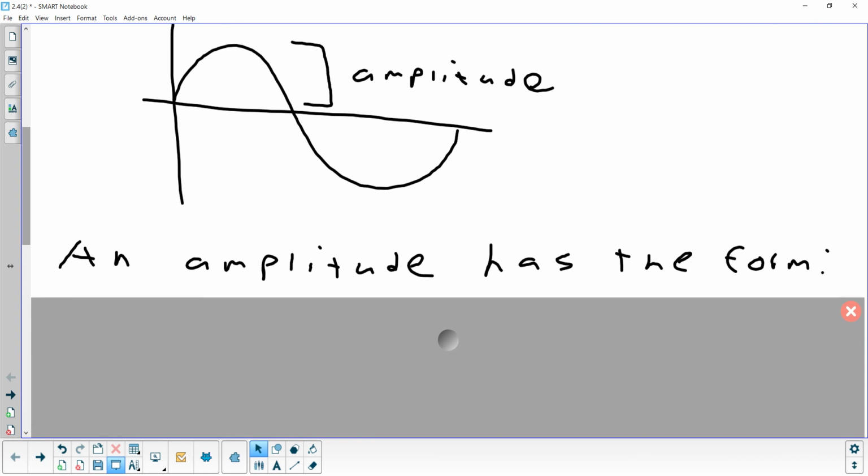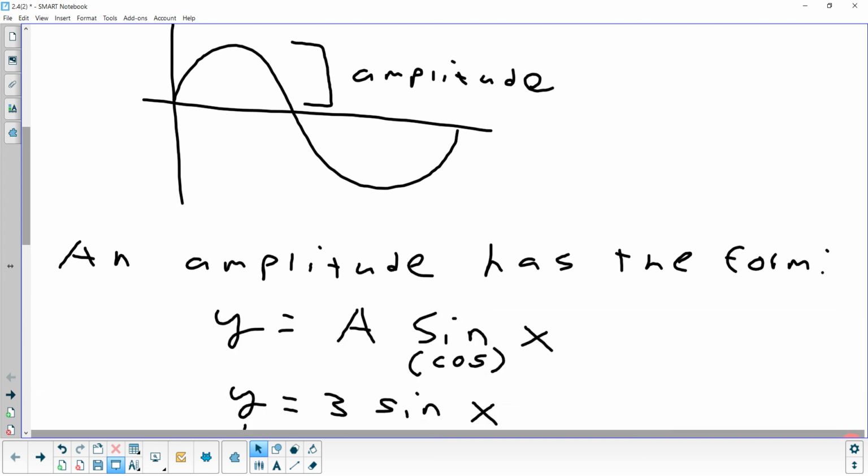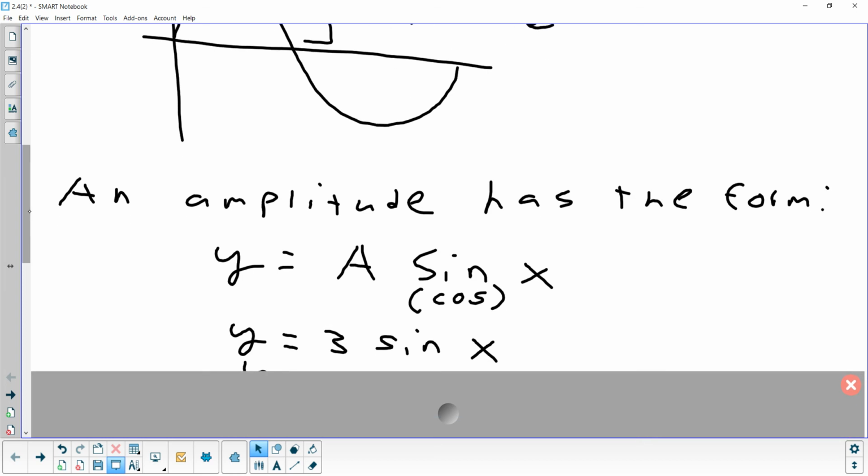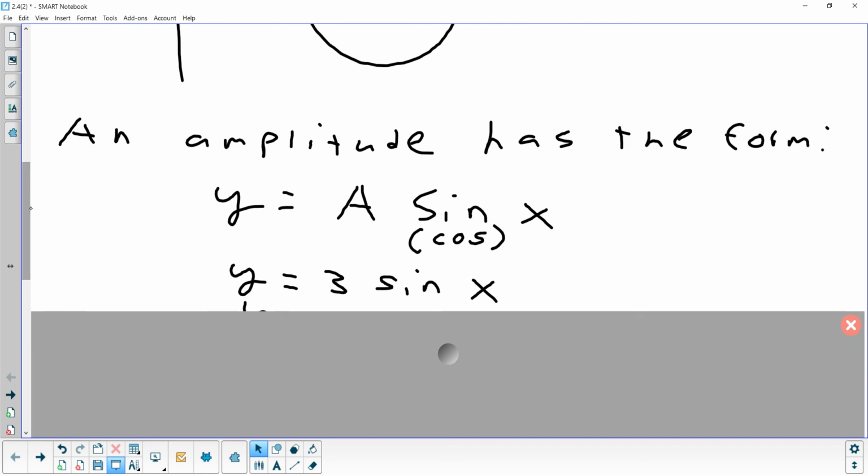So yesterday we learned that when you add or subtract inside the parentheses with the x, that's a phase shift. Well, amplitude change is a little bit different. Amplitude change, first of all, uses multiplication, and the multiplication is in front. Multiplying by a number in front is an amplitude change.